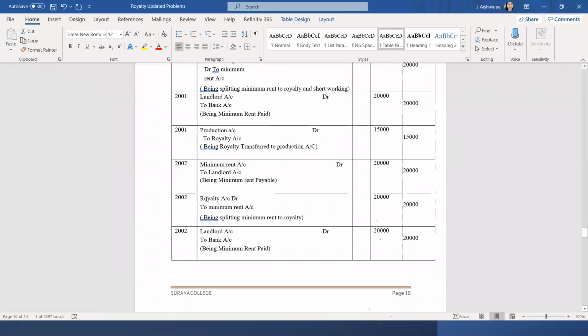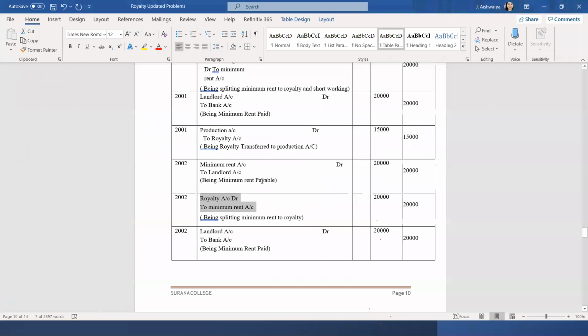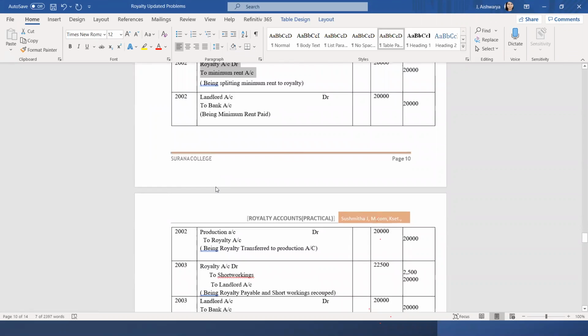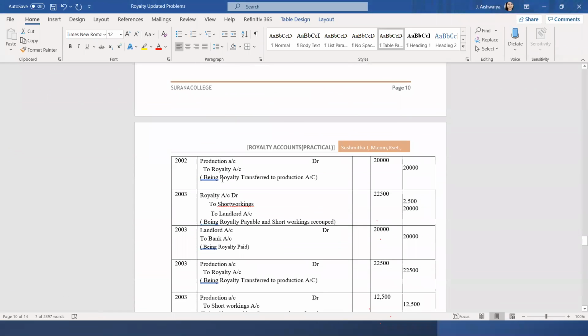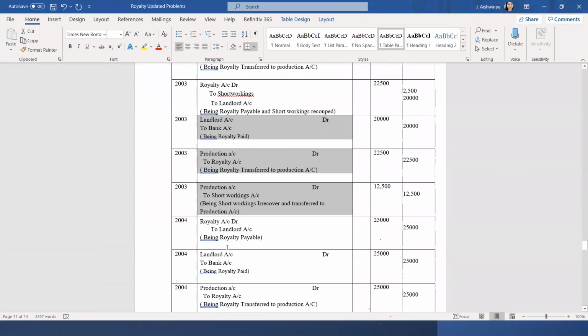And what is the thing that I have to record here? See, in 2002, by royalty account. That is 2002. So how much? 20,000. Is there any other entry which is related to minimum rent account in 2002? Just check it out. No, ma'am. Okay, any other entries in 2003 which are related to minimum rent?